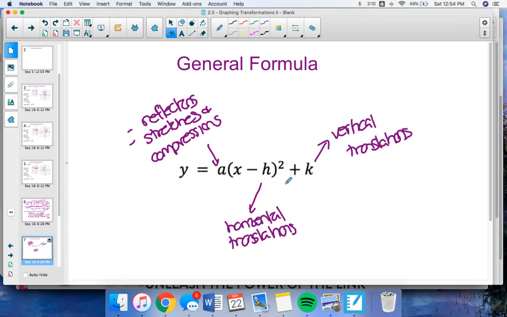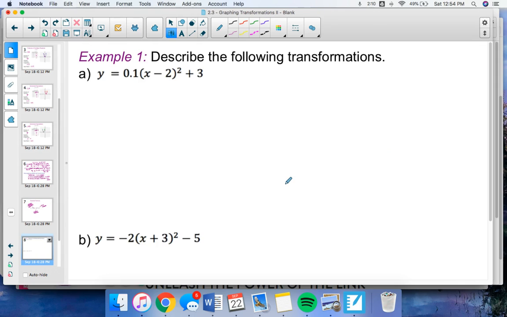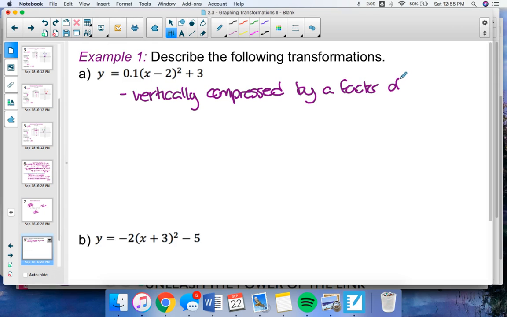And then using those, you can describe what's actually happening with a quadratic, like this question here. Okay. So describe the following transformations. For this question, I want you to just explain what is happening. Okay. So first thing is reflection. There's no reflection. Then we look at our stretches or compressions. Okay. So it's a 0.1, so that means it's between 0 and 1. So it is vertically compressed by a factor of 0.1. Okay. Remember, if our a value is between 0 and 1, it's going to be compressed. If it's greater than 1, it's vertically stretched.